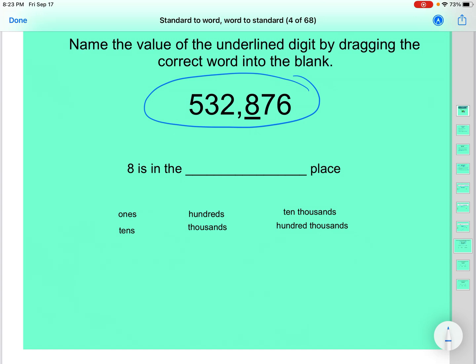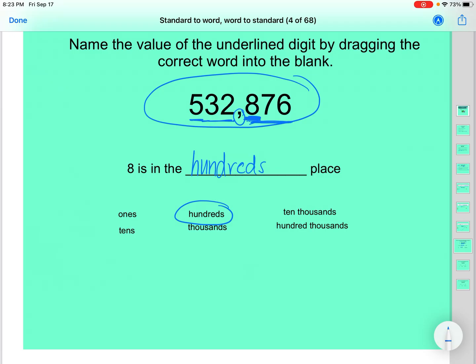All right. If you said 532,876, then you read that huge third grade number correctly. Yay! Way to go! But we're looking right here at the underlined digit, which is that 8. We're trying to find the place value of that 8. Who knows the place value of the 8? Say it aloud. If you said hundreds, you're absolutely right. That 8 is in the hundreds place. Good job, ladies and gentlemen.